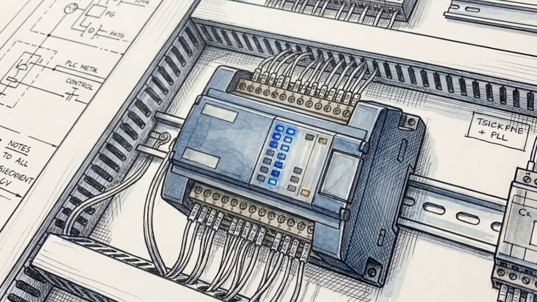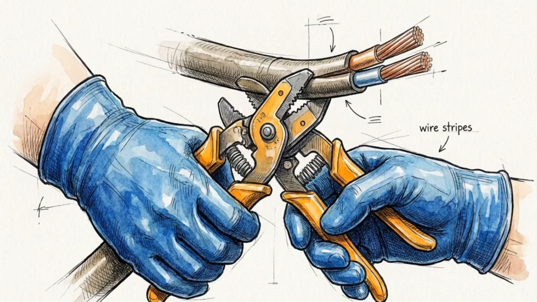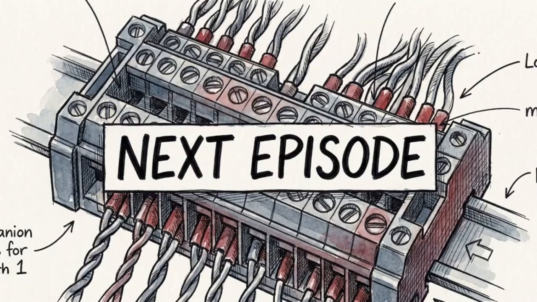Now that you understand how a PLC processes information, our next step is to connect the hardware. In episode 07, we will dive into the physical wiring of PLC inputs and outputs.